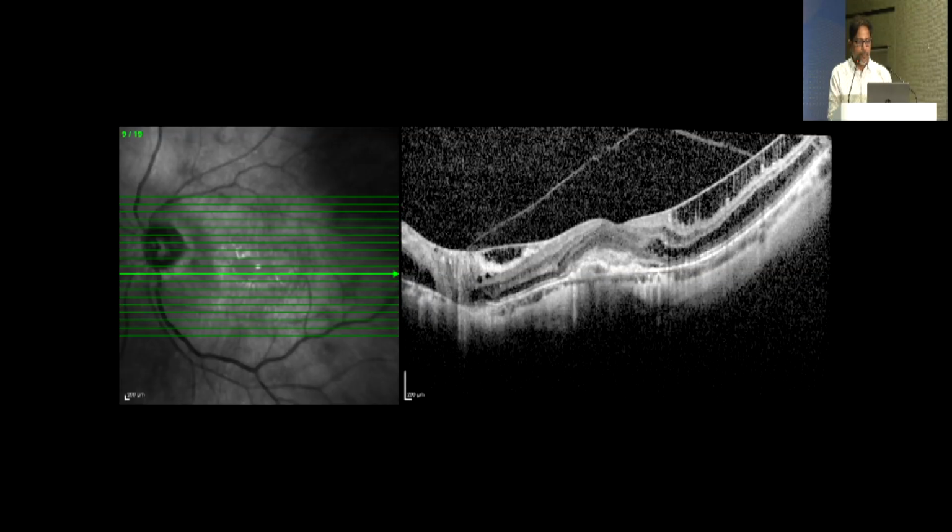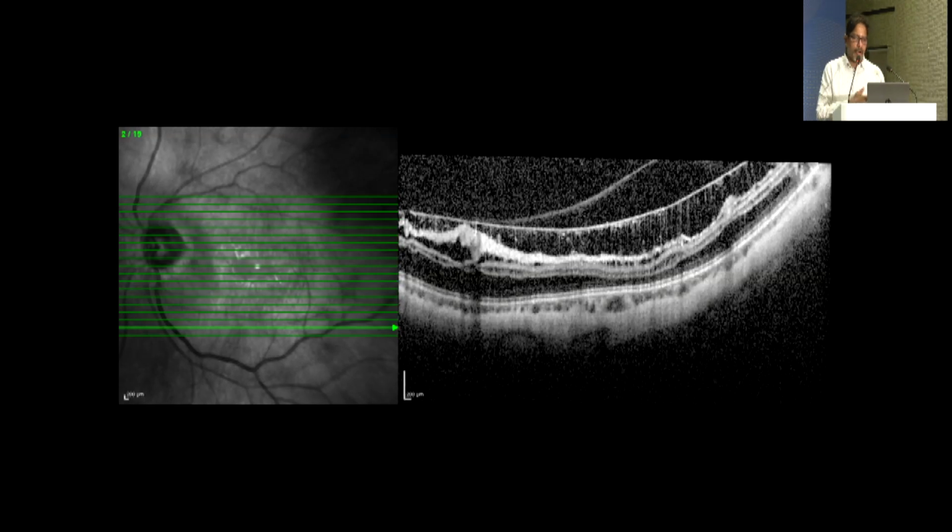Here you can see one more case where there's a secondary CNVM along with very severe myopic macular schisis. You can even see a small dome-shaped macula, which is also common in patients with high myopia. The central macula juts in, causing a dome-shaped macula. This can also produce complications like serous maculopathy, like CSR. Again, this shows a severe schisis inferior to the macula, with the fovea here.